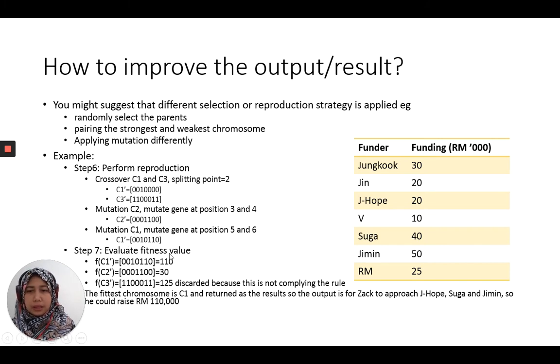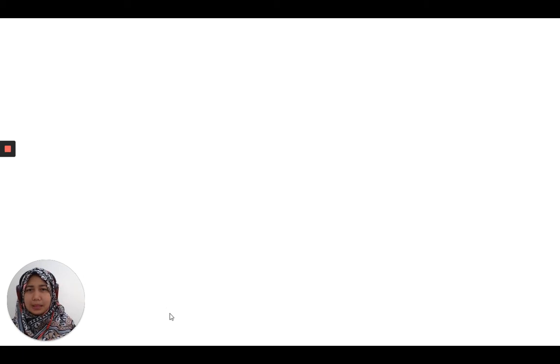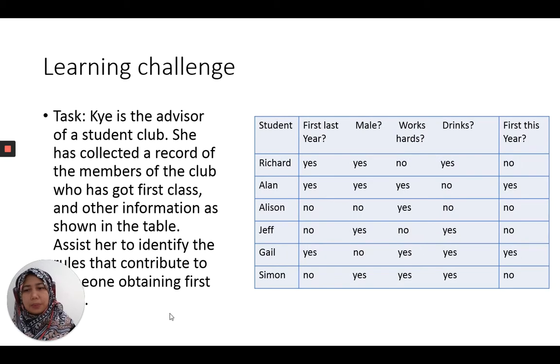Then we evaluate the fitness value. So from this, again, we identify that C3 prime needs to be discarded because it does not comply with the rule, but we get a better output because the fittest chromosome is C1 through the combination of J-Hope, Suga, and Jimin. So Kai could raise 110,000. So that is done with the first example. This is now the second example.